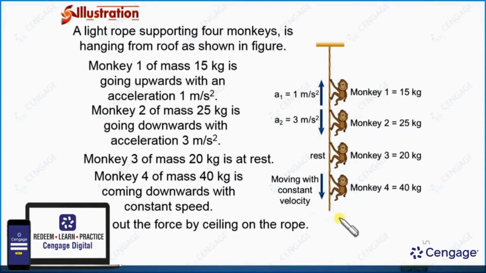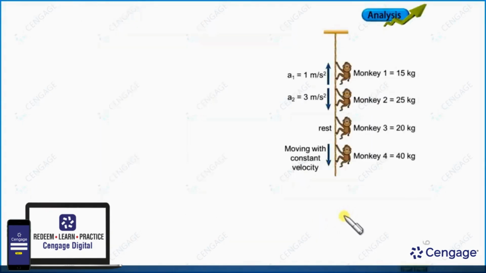So let us do one thing. Let us make the diagram on the next page. Let us select these 4 monkeys as a system. In this system we have one gravitational force, capital Mg, where capital M is the total mass of the monkeys multiplied by g, and one more external force acting on the system, that is the tension force, which will be in the upward direction. These are the external forces acting on the system.